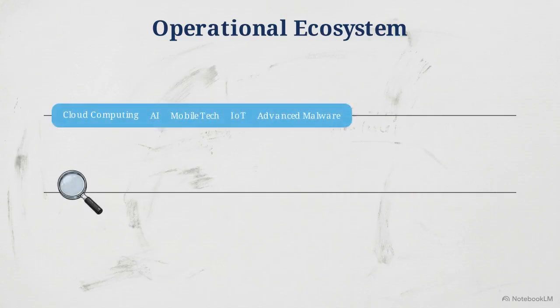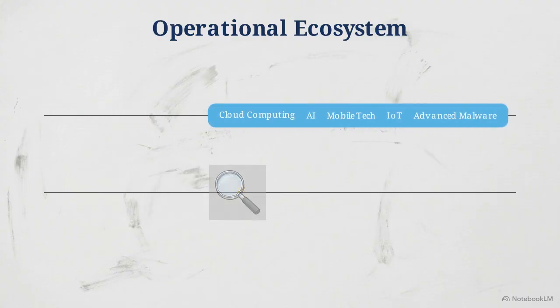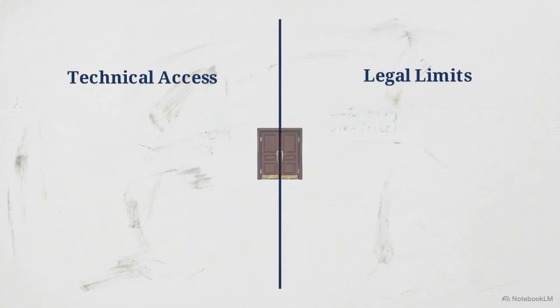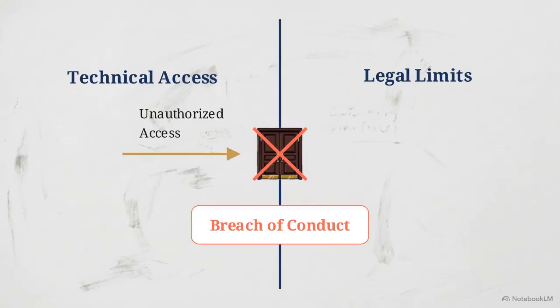Competence requires you to keep your skills updated. If you use outdated tools on evolving technologies like cloud or AI, you risk corrupting evidence and providing misleading conclusions. Compliance means operating within the law. Just because you have the technical ability to access a system doesn't mean you have the legal authorization. Unauthorized access or illegal surveillance is considered a major breach of professional conduct.